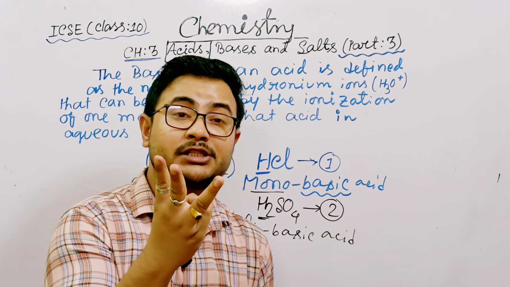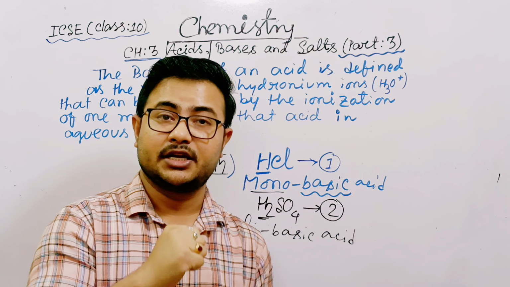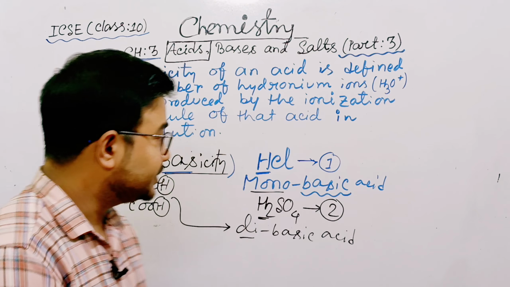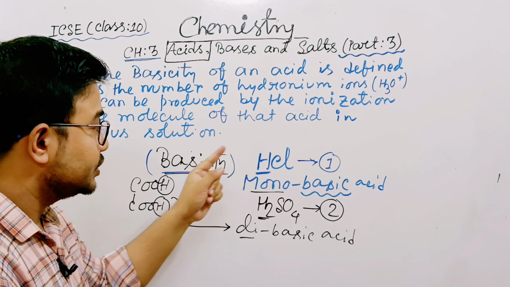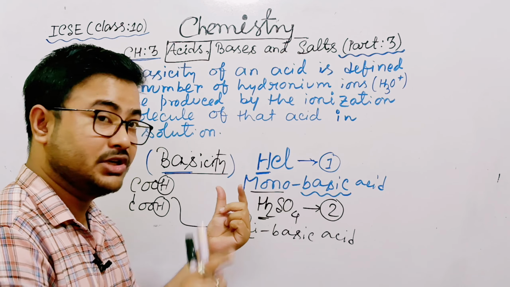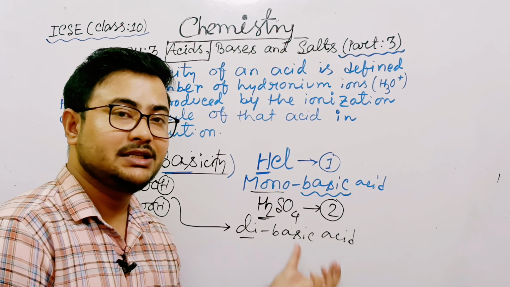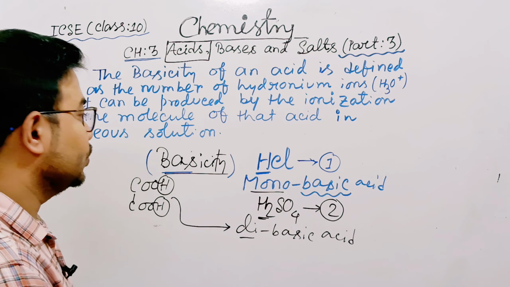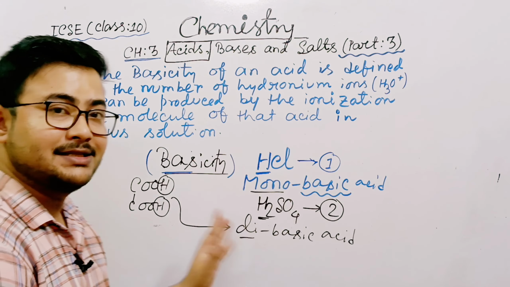If 3 hydrogens are present, tribasic acid. More than 3, you can tell it is polybasic acid. So try to understand the basic concept. What is basic acid? Monobasic acid if 1 hydrogen, generally 2 hydrogens dibasic, 3 hydrogens tribasic. I'll give all examples later. So we already understand this term.